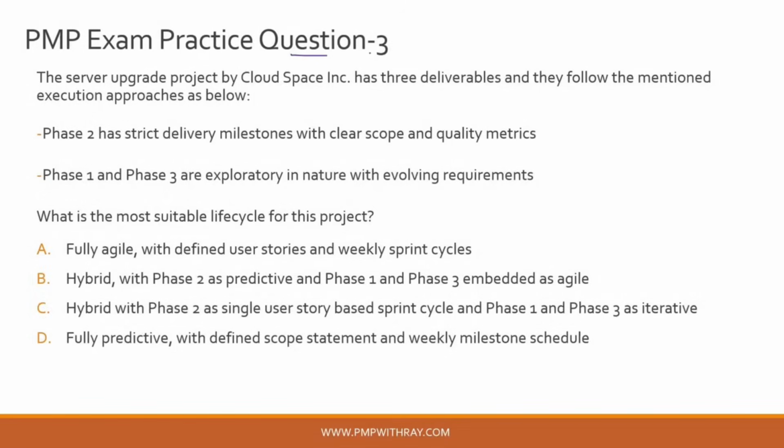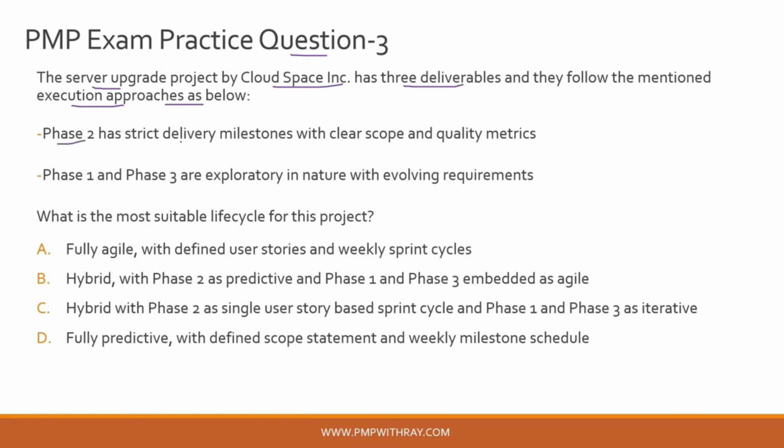Question number 3, guys. Pause the video, read the question, and try to solve it before we solve this together. Right, so let's start solving the question. The server upgrade project by CloudSpace has 3 deliverables and they follow the mentioned execution approaches as below. Okay, so this question is basically from the topic of selection of the right project management approach from Agile, Hybrid, or Predictive. Okay, so let's go back to the question.